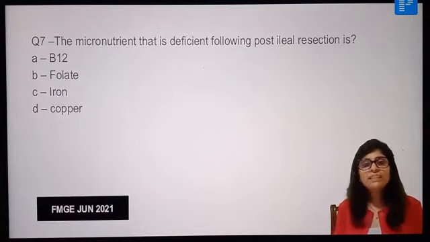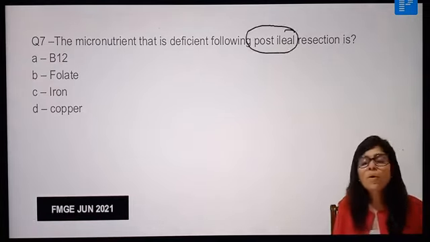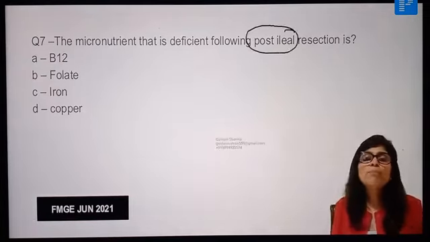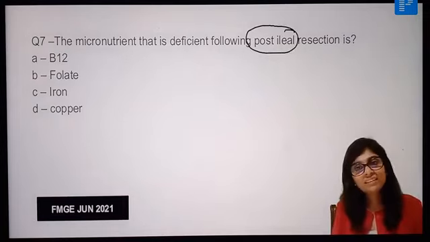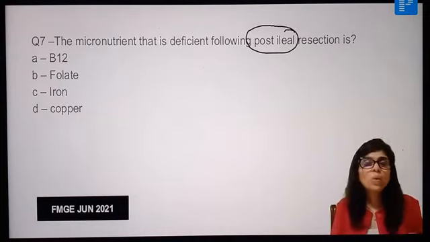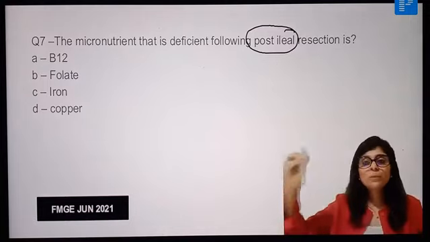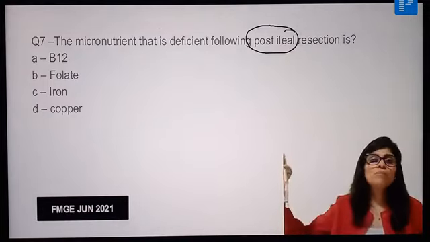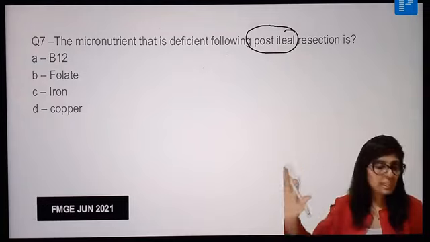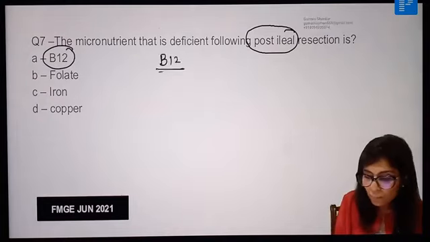The micronutrient that is deficient following post-ileal resection is... So all micronutrients get absorbed in the proximal small intestine. Is that clear? Only B12 gets absorbed in the terminal ileum. So whenever there is ileal resection, B12 absorption is affected. So post-ileal resection, which vitamin deficiency do you observe? B12. Let me use this chance to tell you all about B12.